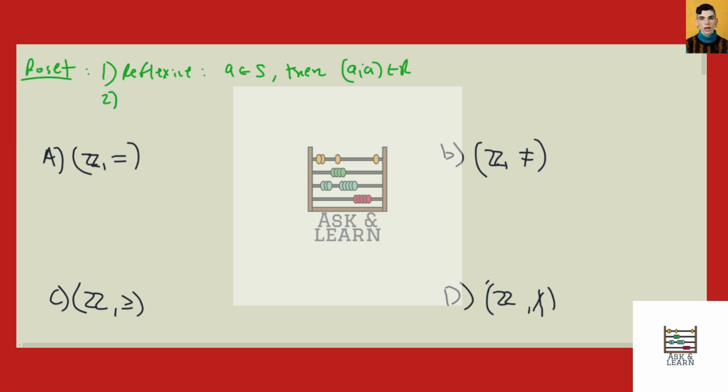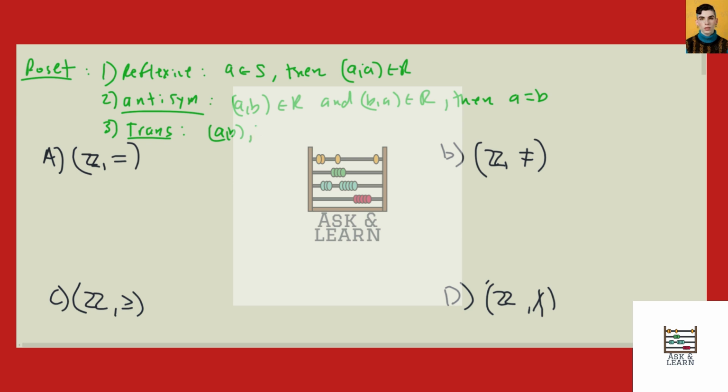Then we need to check if it is anti-symmetric, which means that if (A, B) is an element of R and (B, A) is an element of R, then A has to be equal to B. And then the last one is transitivity, which says if (A, B) and (B, C) are elements of R, then (A, C) must also be in R. So we need these three to hold, and if one of them doesn't, then it's not a poset. All right, so let's go ahead and check this.